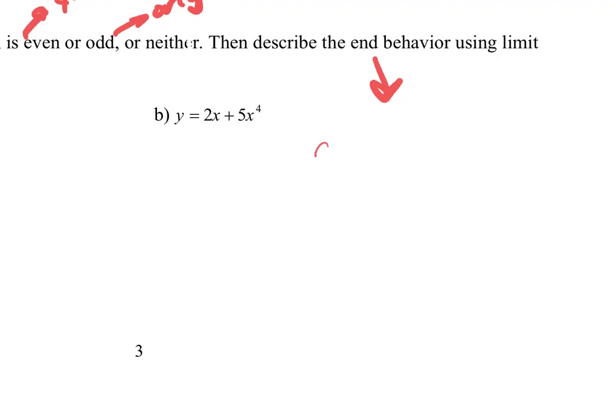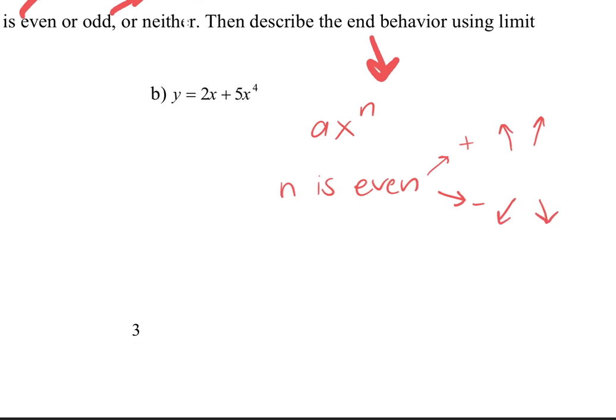So this is where you're doing like a x to the n. If n is even and it's positive, they both point up, so they would both go to positive infinity. If it's negative, then they both point down. So think a parabola, both arrows point up or both arrows point down.